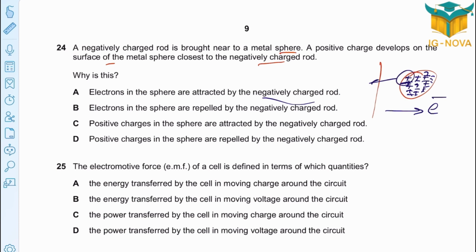But is there any chance for positive charges to move? Positive charge is described as protons. Protons don't move. So only electrons will move. Attracted or repelled? Repelled. So they are repelled by the negatively charged rod. Are positive charges in the sphere attracted or repelled? Surely no. Positive charges don't move at all.